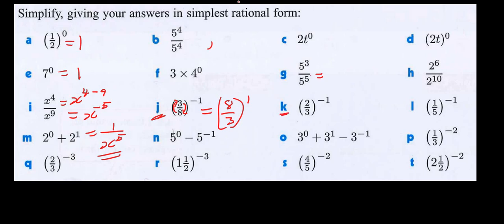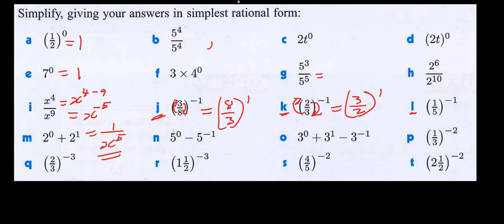So let's move on to question K. Okay, do the same here. Switch 3 up and switch 2 down and change the negative exponent to positive. So this will become 3 over 2, exponent 1. The reason I'm writing 1 there is that there are times that the exponent may be greater than 1, so you don't ignore it. Always write it now as positive.